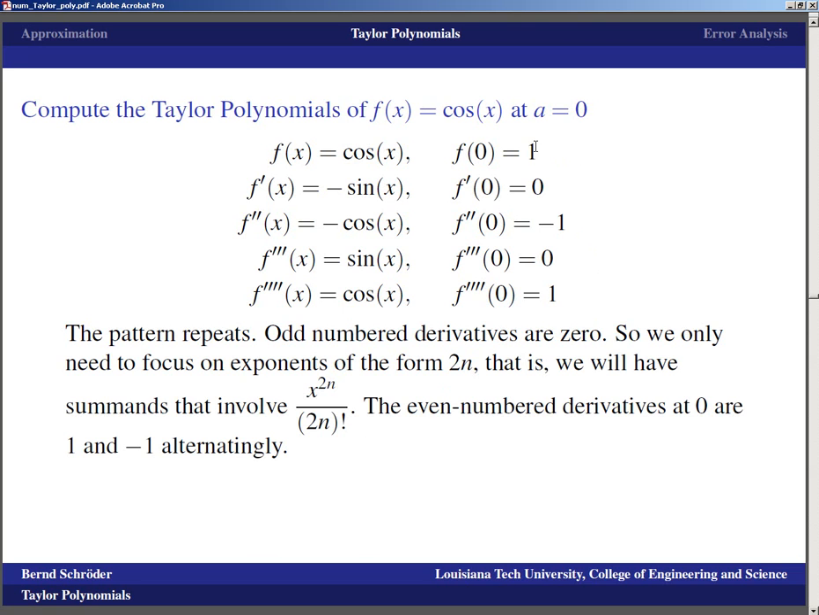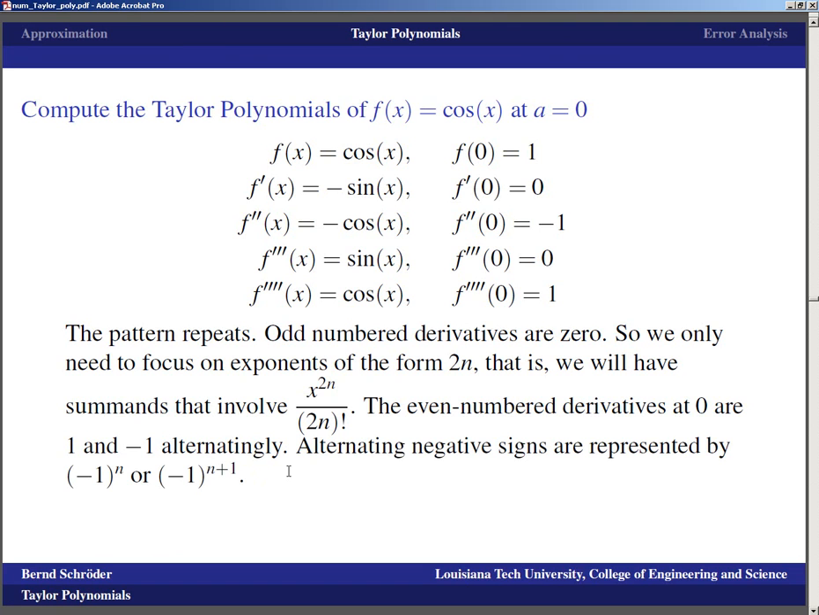The even-numbered derivatives go from 1 to -1 to 1 and so on, so the even-numbered derivatives at 0 are 1 and -1 in alternating fashion. And alternating negative signs, again, standard thing, if you see it for the first time, you want to make a mental note. Alternating negative signs are typically represented by a (-1) to the n or a (-1) to the n plus 1. And in our case, for n equals 0, we get 1.